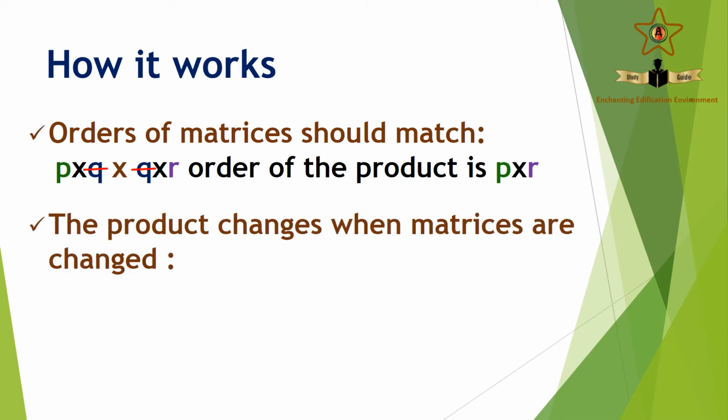The product changes when matrices are changed. That is, we cannot swap or switch matrices and multiply. So in matrices, A into B is not equal to B into A. Further, in some cases we may be able to calculate A into B, but we may not be able to calculate B into A.